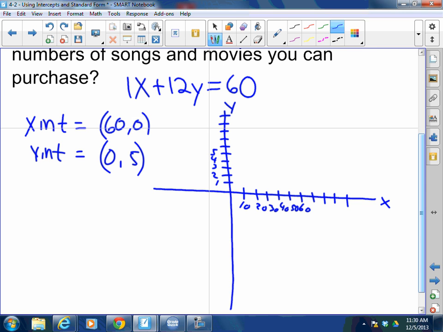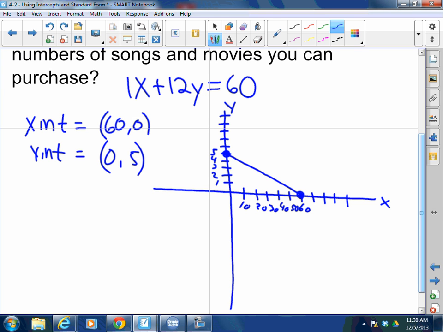Check it out, guys. 0, 5, that's my y-intercept. 60, 0, that's my x-intercept. Connect the dots and stop right there. Why do you think you don't go into the negatives? Thank you. You cannot have negative songs or negative movies.